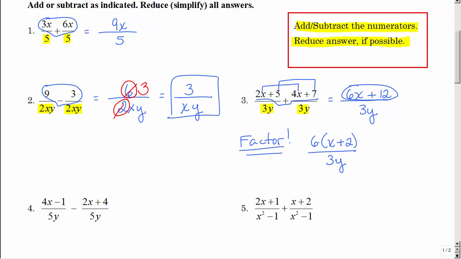Now we have things that are multiplied. Those are factors. Now I can reduce. 3 goes into 6 2 times. So my answer is 2 times x plus 2 all divided by y. Got to do that factoring so we can reduce. Now those were 3 pretty easy problems.